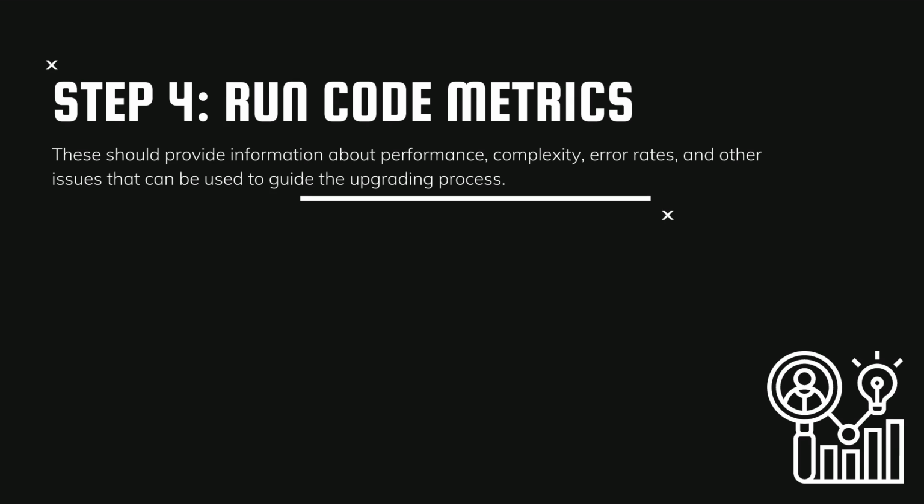Step 4, run code metrics. After we have discovered it, this is the process where we would get performance, complexity, error rates, and other issues, so that it can guide the upgrading process. There are many tools to find this as well. So as well as your performance, how many users can come into it, and so on. The complexity and error rates.